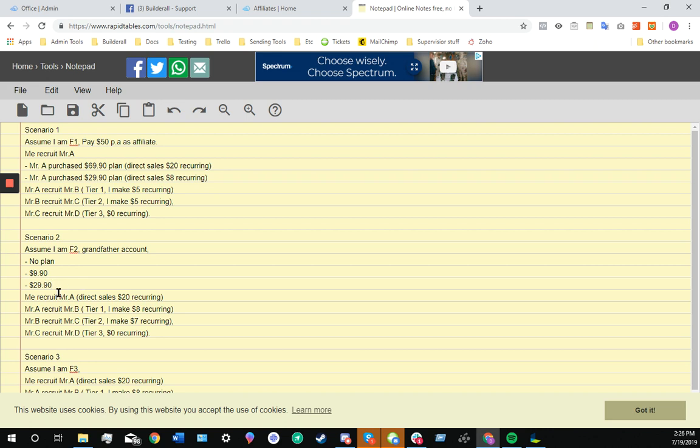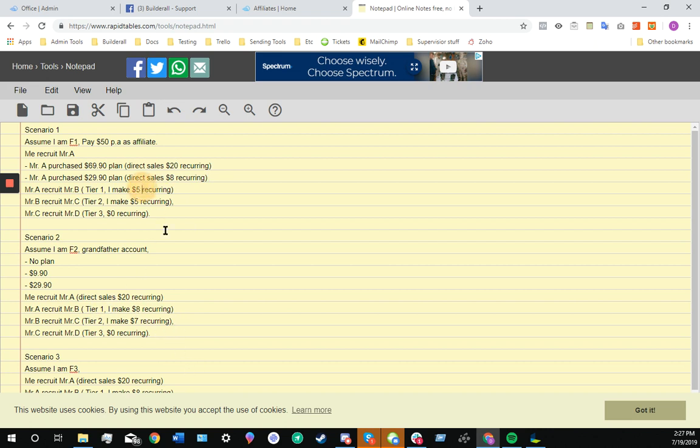But yeah, as I said before, this whole part here is basically the same as I said before. This one will be $8 recurring because that never changes for when you are an F1 and above. Again, this $20 recurring is for the $69.90 plan, $8 recurring if you are on the $29.90 plan. Well, if the user who gets brought in is on the $29.90 plan.